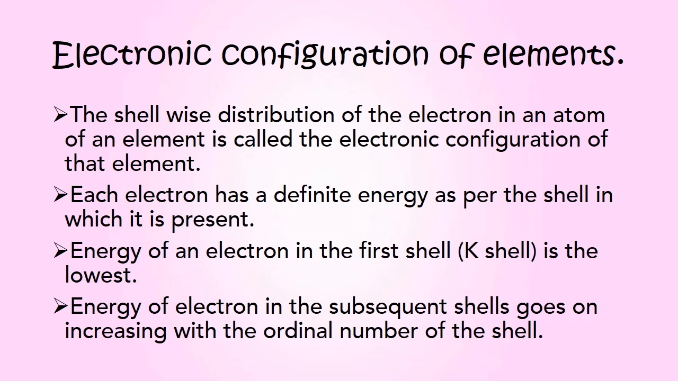Electronic configuration of elements. The shell-wise distribution of the electrons in an atom of an element is called the electronic configuration of the element. Each electron has a definite energy as per the shell in which it is present. Energy of an electron in the first shell is the lowest. Energy of electrons in the subsequent shells goes on increasing with the ordinal number of the shell.